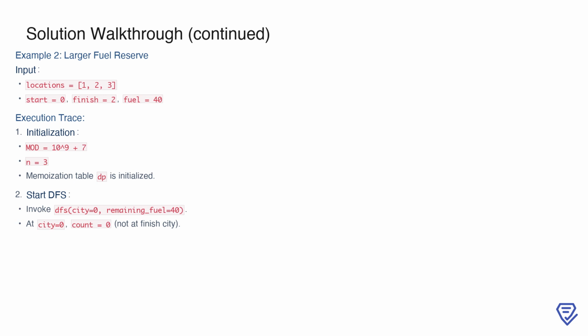The locations are 1, 2, 3, starting at city 0, finishing at city 2, and with 40 units of fuel. As before, we initialize mod as a large number, determine the number of cities n is 3, and set up the memoization table dp. The DFS begins at city 0 with 40 fuel. Since city 0 is not the finish city, we start with a count of 0 to track valid routes. From here, the function explores possible next cities to determine how the fuel can be utilized to reach the destination.